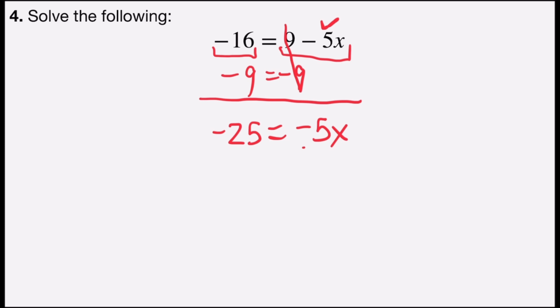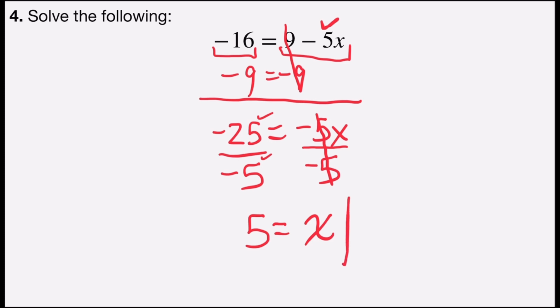Now I want to get the coefficient on my variable term equal to 1. Right now it's a negative 5. Since negative 5 is being multiplied by x, I'm going to divide both sides by negative 5. So negative 25 divided by negative 5 is 5. Negative 5 divided by negative 5 is 1x. And so I find out that x is equal to 5.